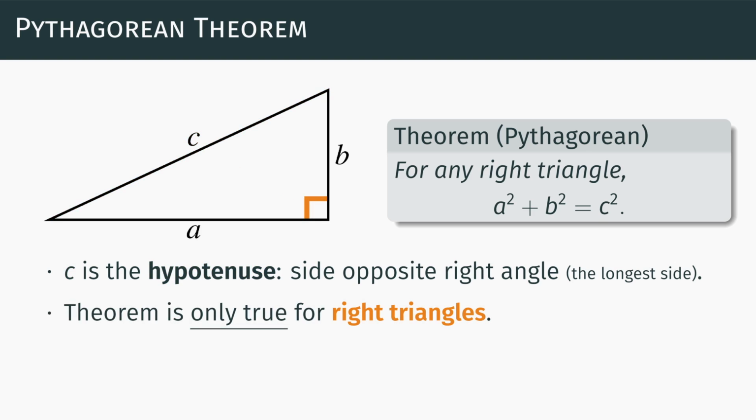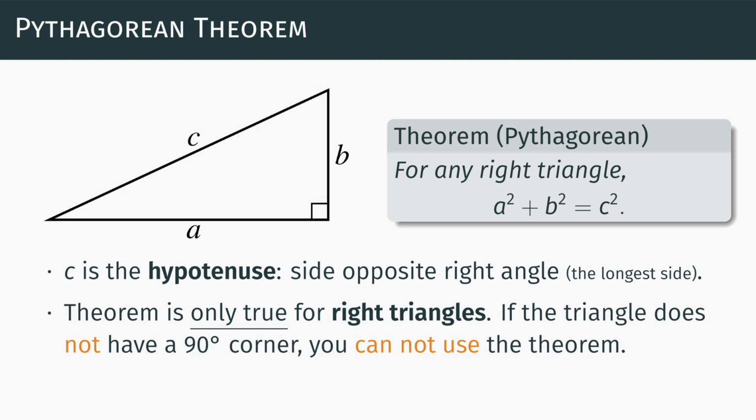Notice this theorem can only be used for right triangles. If you're looking at something that does not have a 90-degree corner, you cannot use the theorem. It's tempting to try to use it on any triangle, but it's got to be a right triangle if you're using a squared plus b squared equals c squared. Finally, memorize this thing. Seriously, it just keeps coming up. It's really useful to have it memorized. I would really recommend memorizing it.